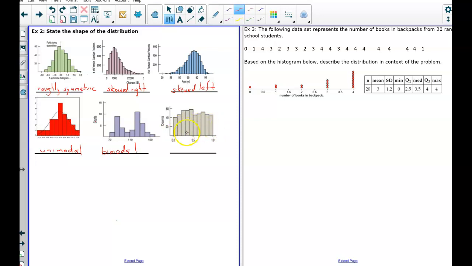And then the distribution that's in the taupey color, that would be considered uniform. So uniform means that these rectangles are basically the same height. They're not perfectly, so it's roughly uniform or somewhat uniform. Okay. So that's how you would describe the shape of the distribution.